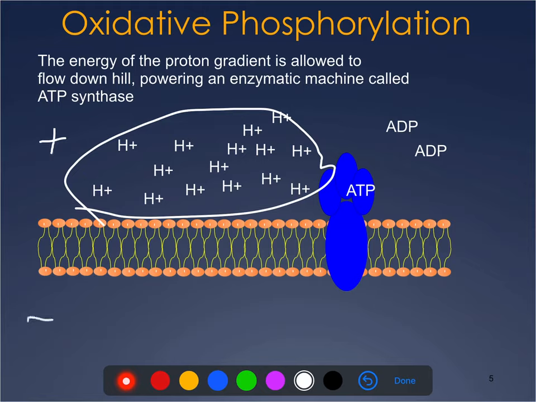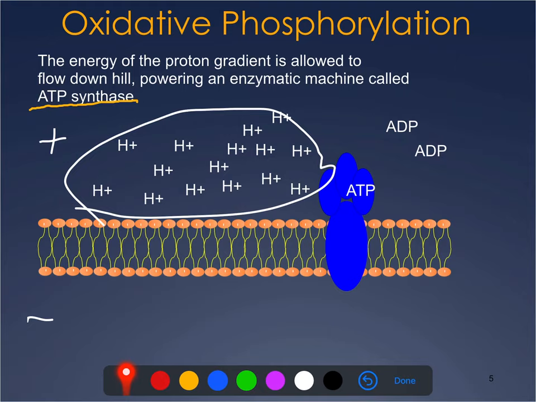They can't go through the regular membrane. Can't go through there. But there is a path that they can follow. There is a special enzyme complex called ATP synthase. As you might guess from the name, it makes ATP. ATP synthase is embedded in the membrane, and it has a channel that protons can move down. ATP synthase also has this multi-headed top.